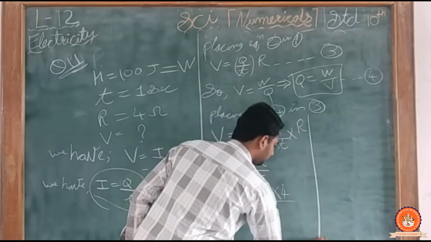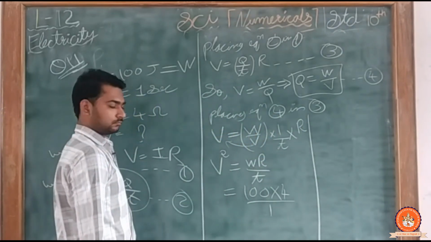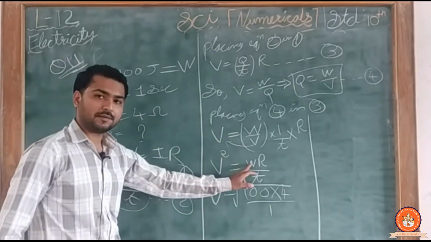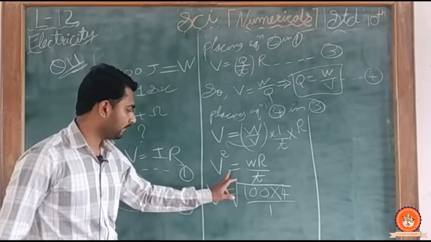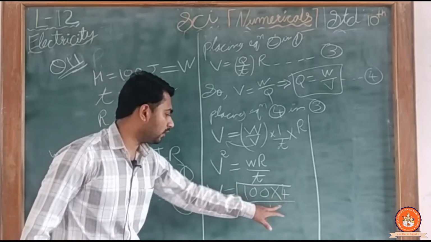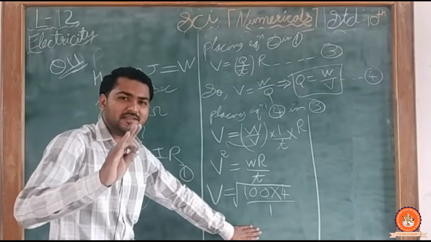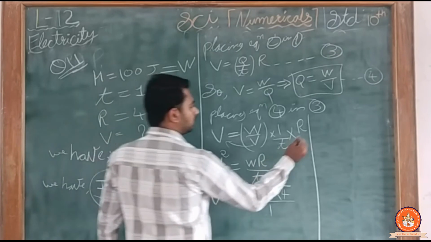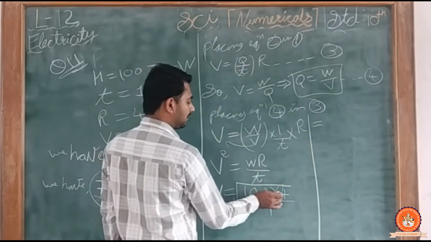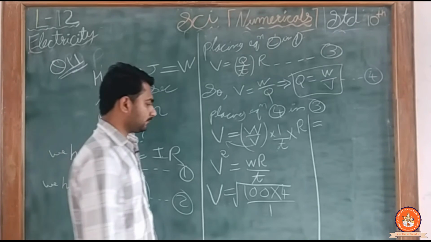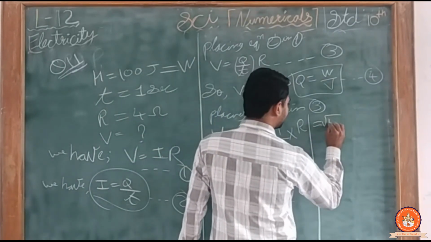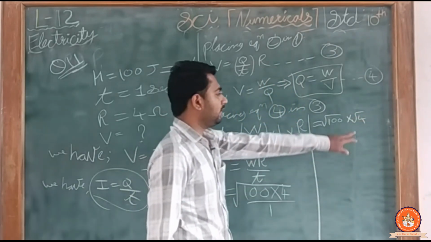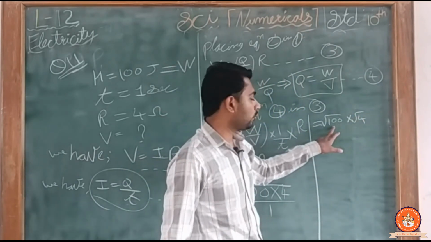Now I have to solve this. So this bracket gets a root, and if the square is there, it will become root. Okay, so V is equal to root 100 multiplied by 4 divided by 1. If you want to write divide by 1, you can write. Otherwise, no need to write. Okay. So your question is 100 multiplied by 4. Clear? So I am splitting this 100 multiplied by root 4. Clear? We know the root of 4 is 2 and root of 100.